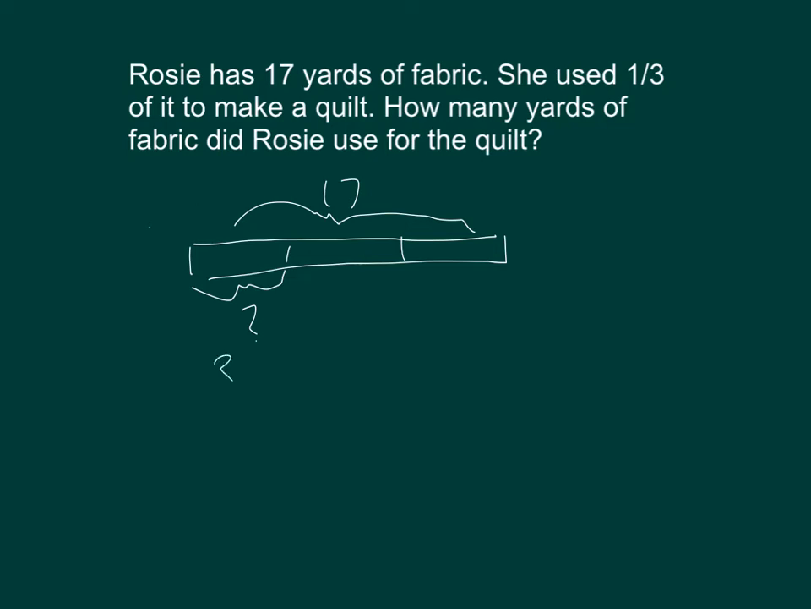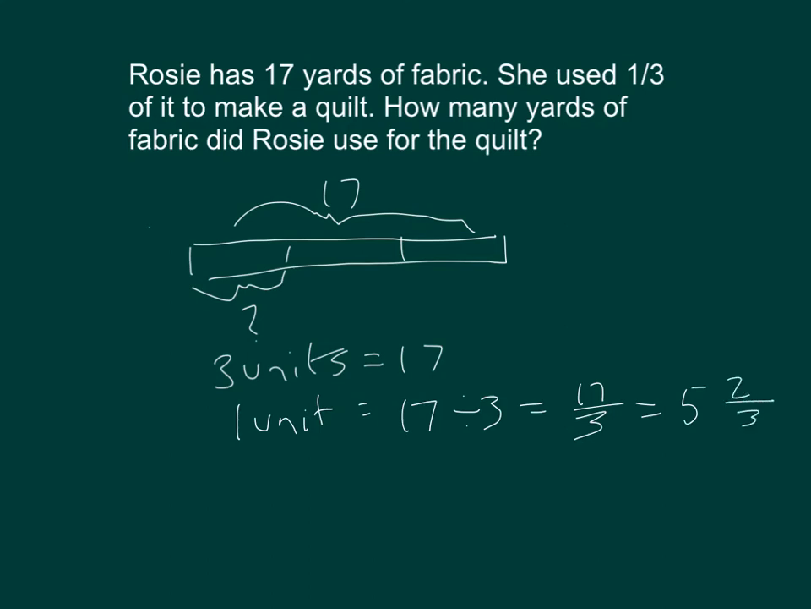So we'll take 3 units equals 17. So 1 unit is equal to 17 divided by 3, which equals 17/3, which equals 5 2/3. 3 goes into 17 5 whole times with 2 remaining. So Rosie uses 5 2/3 yards of fabric for the quilt.